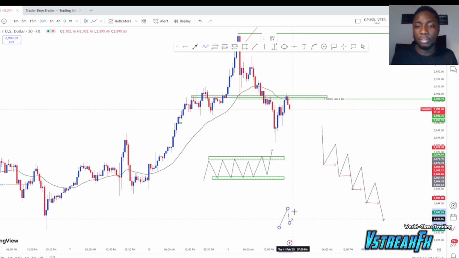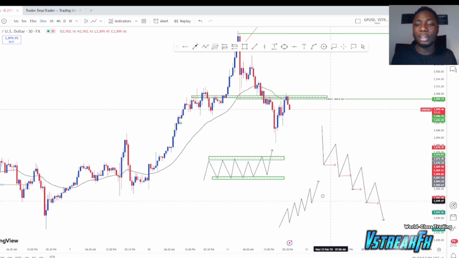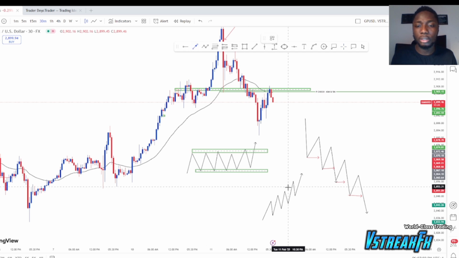So you can also have the price pushing up in this way. Having a clear understanding of market structure is very, very important. It helps to get the direction of the market.